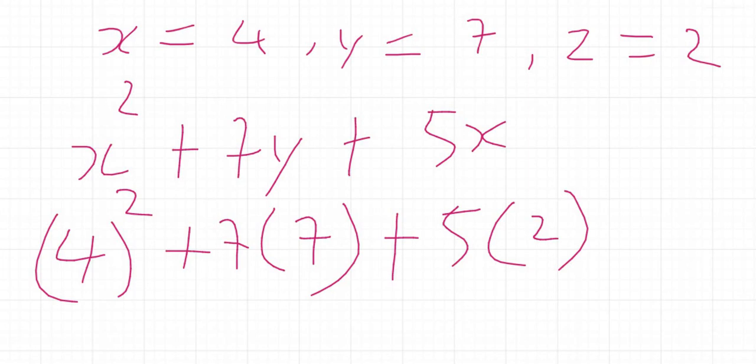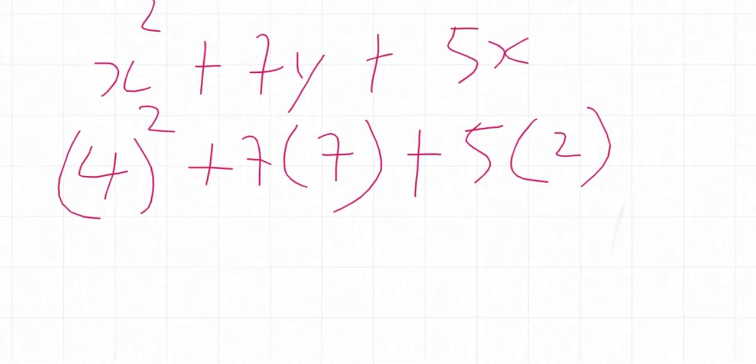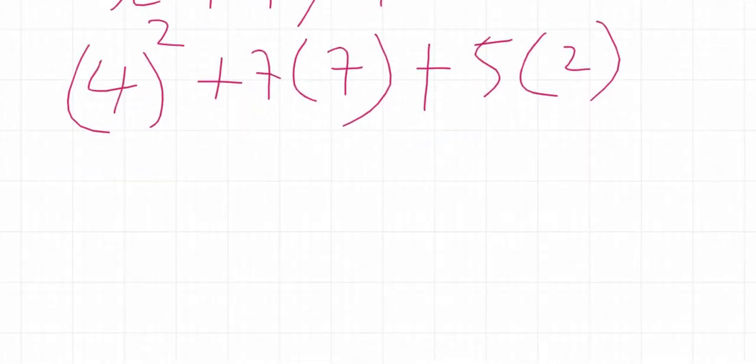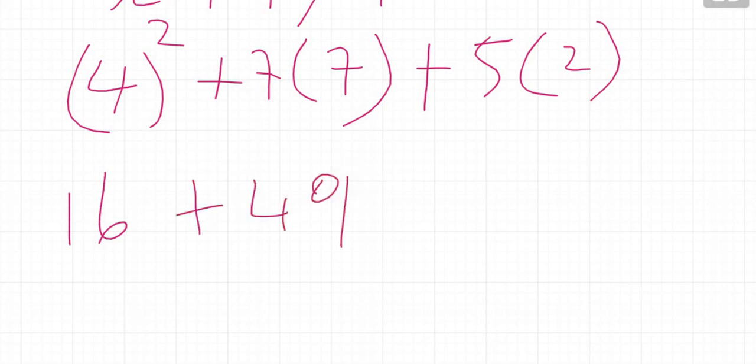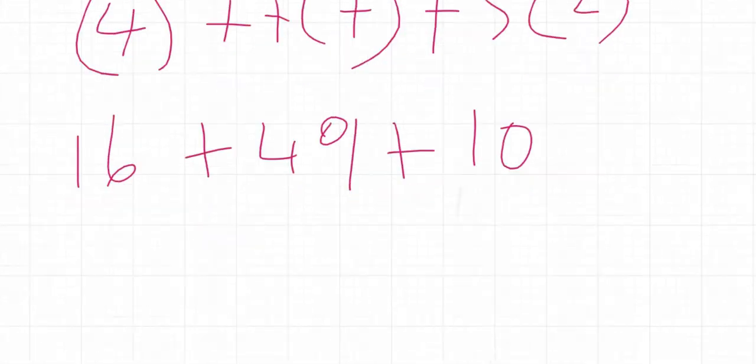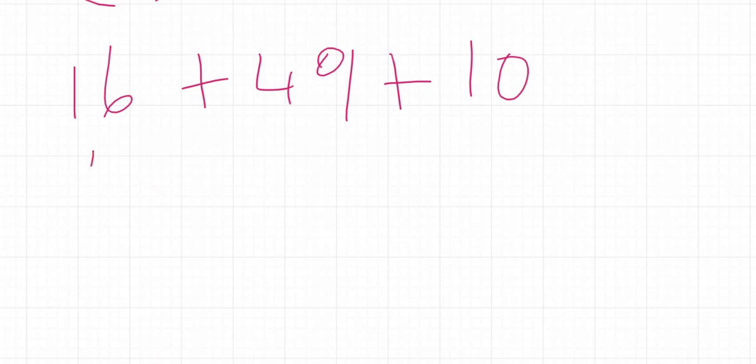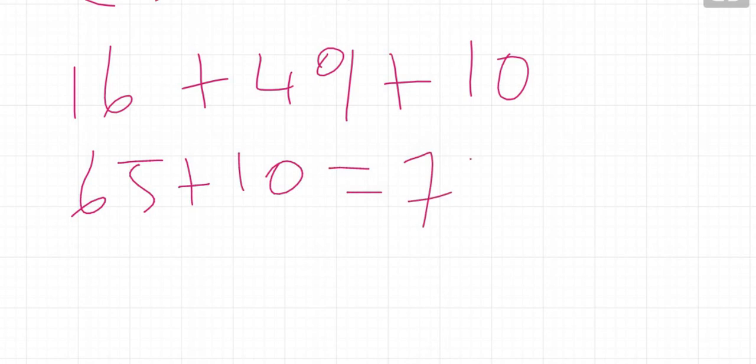So that's 4 raised to the second power. So we say 4 raised to the second power will give us 16, and then we can just multiply what is in the bracket. So we have 49, 7 times 7 was 49, plus 10. So let's just add these numbers. 16 plus 49 is 65, plus 10, and that gives us 75.